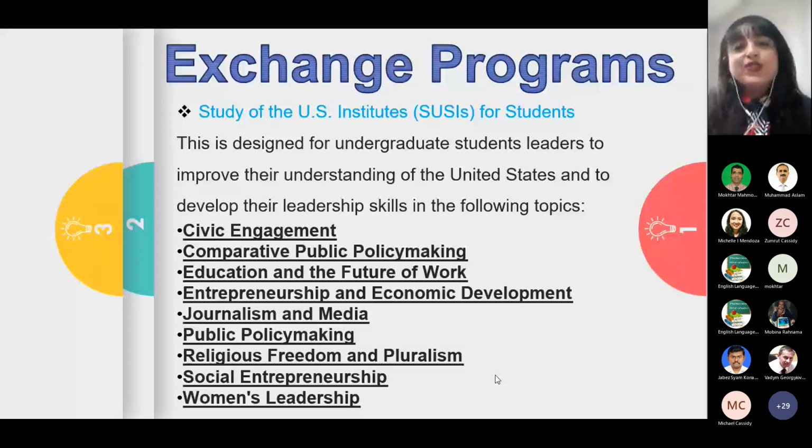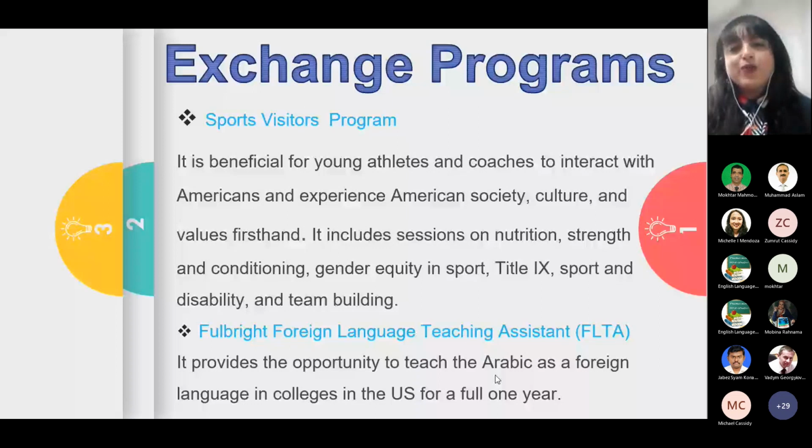Moving on to the Sports Visitors Program, which is mainly addressed to young athletes and coaches. Then we have the Fulbright Foreign Language Teaching Assistant, known as FLTA. This is a wonderful opportunity for Omani students to teach the Arabic language in an American university for 1 full academic year. Moving on to the International Writing Program, full residency.